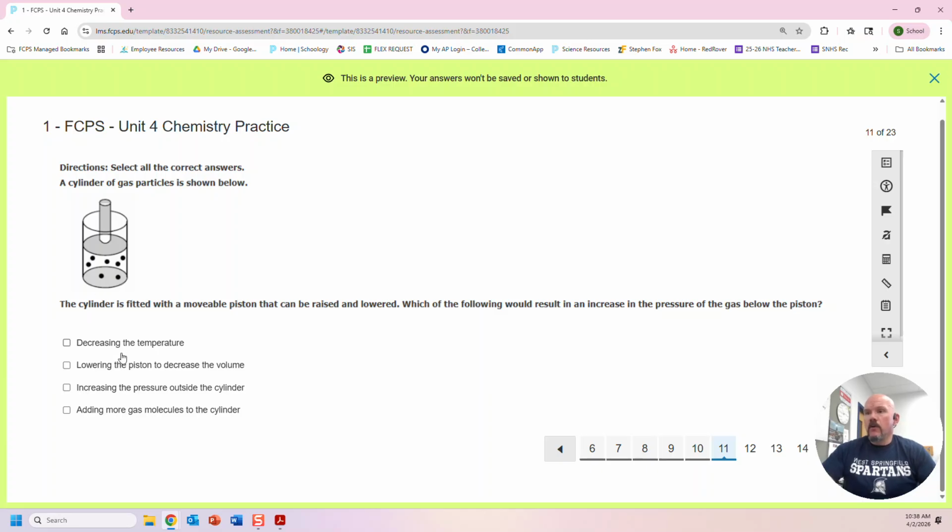So decreasing the temperature, no. Lowering the piston, decreasing the volume, yep, that would increase the pressure. Remember, volume and pressure have an inverse relationship, so if I decrease the volume, the pressure is going to go up. I'm assuming this is a rigid container. They didn't really say anything, so increasing the pressure outside would not change anything inside. Adding more gas particles, yep, more gas particles, more collisions.